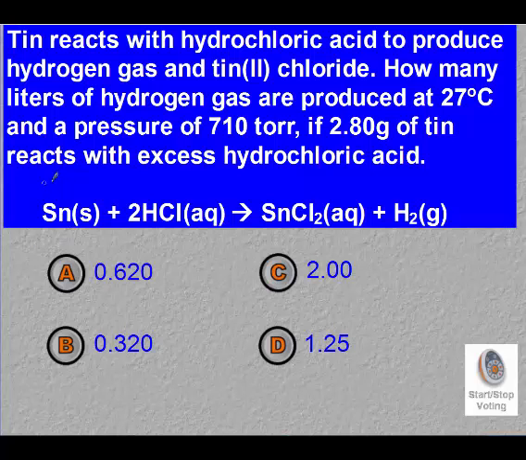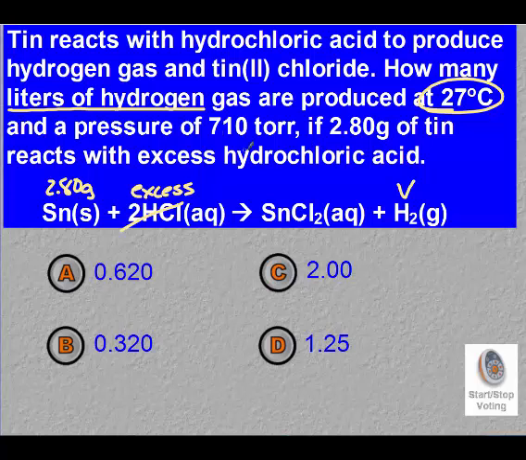So in this problem, we are starting with 2.80 grams of tin reacting with excess HCl, so we know that one we don't care about. And we're trying to find the liters of hydrogen gas, so the volume of hydrogen. And they gave us the temperature and the pressure of that hydrogen gas. So because we were given grams, we can just do stoich to begin with.